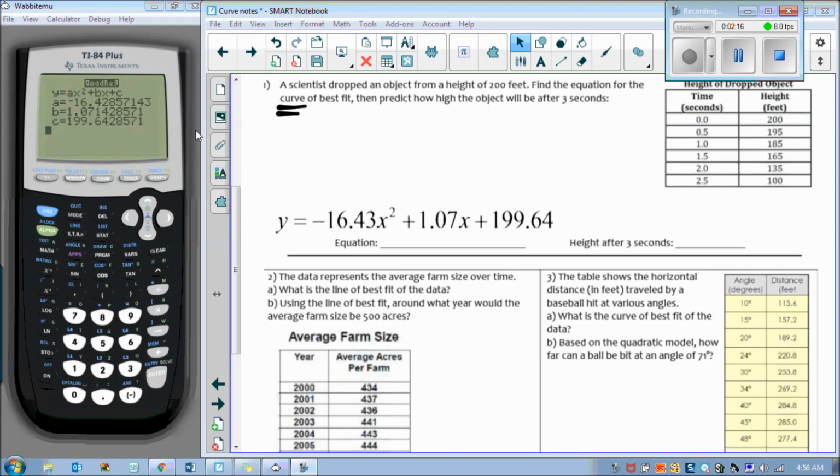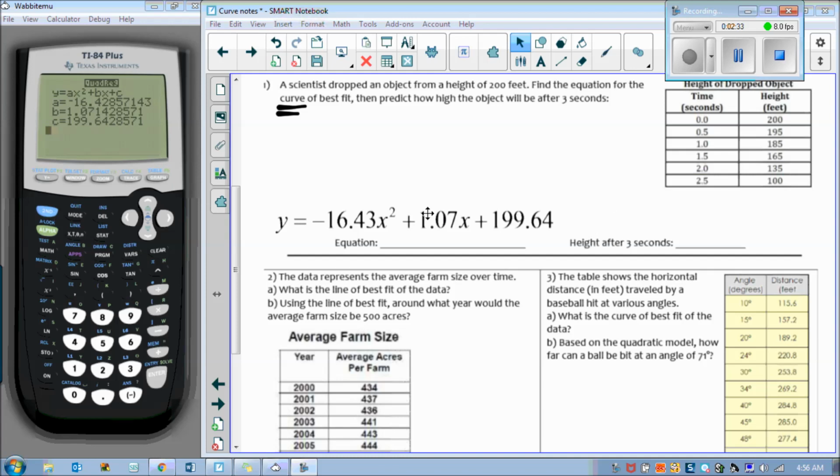The a goes in front of the x squared, the b goes in front of the x, and then the c is just the constant. That's really the starting height. That's close to our starting height of 200 there. That's what it is at time 0. Now I want to figure out what it is after 3 seconds.